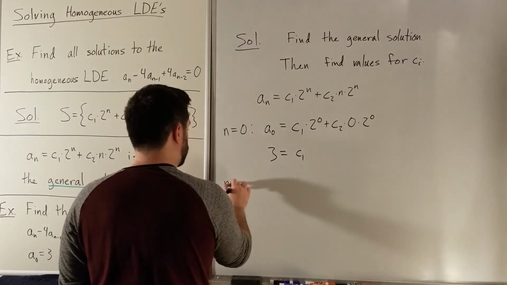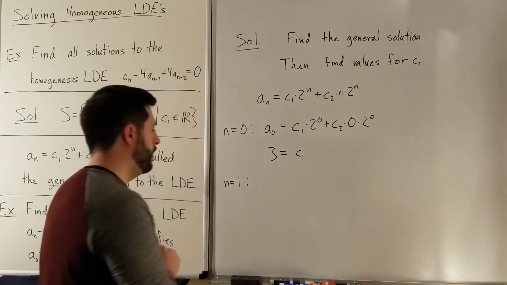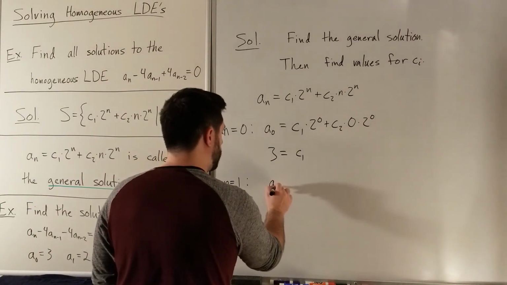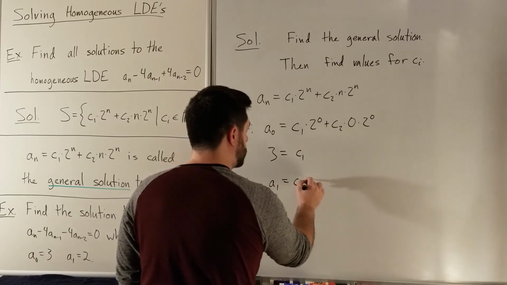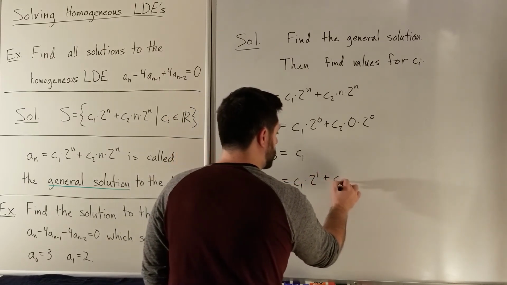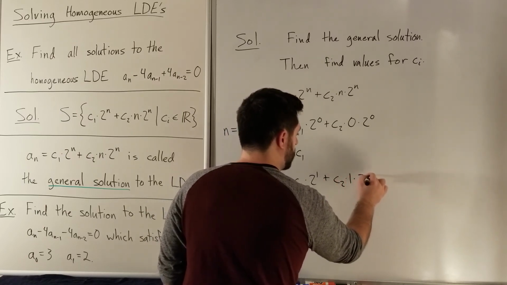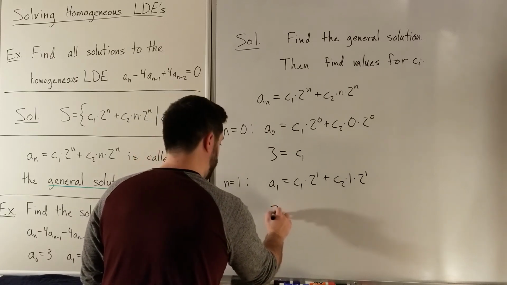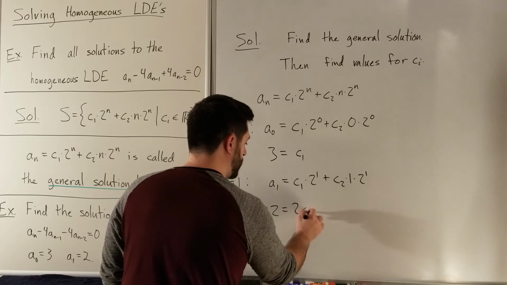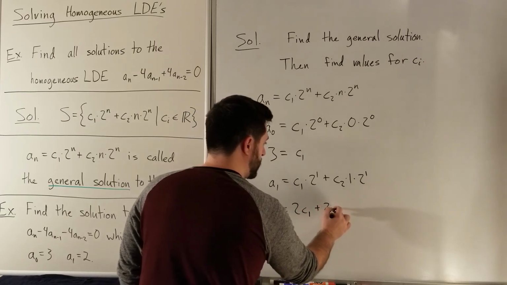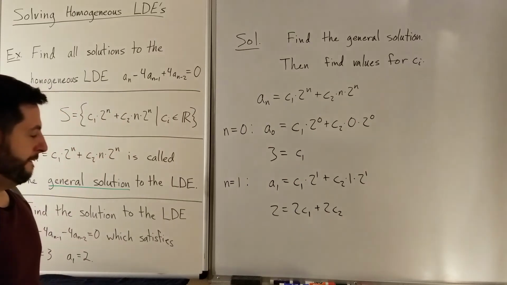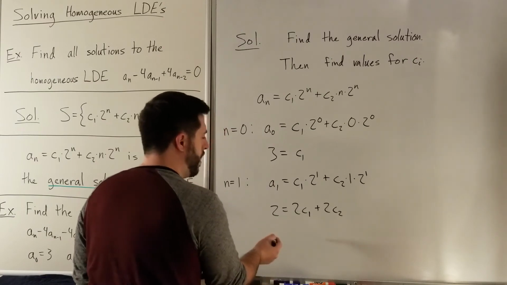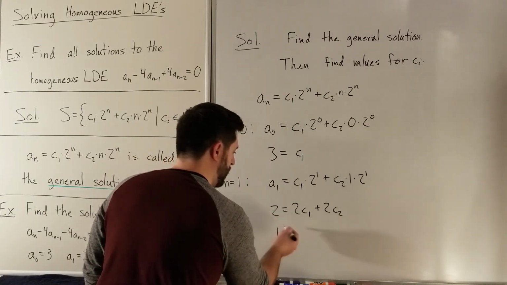Okay, we're also told that a sub 1 is 2. So we're going to plug in n equals 1, and that's going to tell us that C1 times 2 to the 1 plus C2 times 1 times 2 to the 1, and that has to be equal to 2. So 2 is 2 times C1 plus 2 times C2. Alright, so we can simplify this by saying just divide by 2.